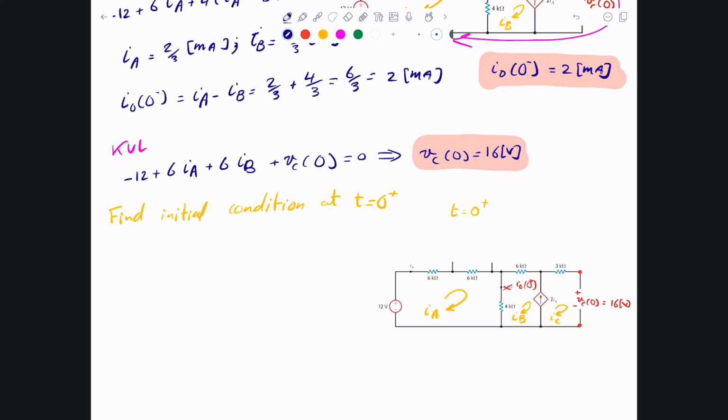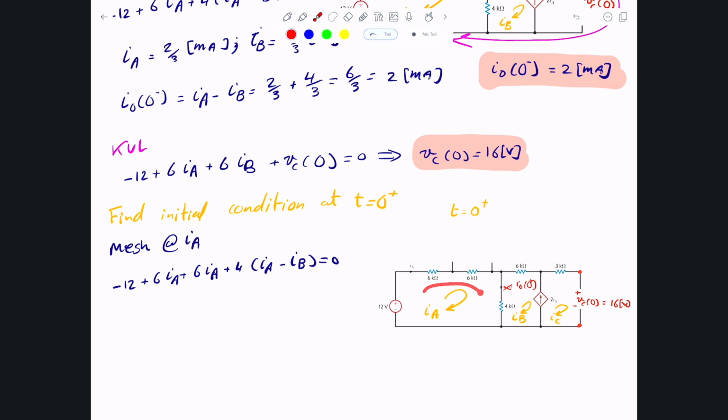All right, so let's do mesh at I of A, and what I'll end up with is negative 12 plus 6 I of A plus 6 I of A plus 4 times I of A minus I of B, and that should be equal to 0.